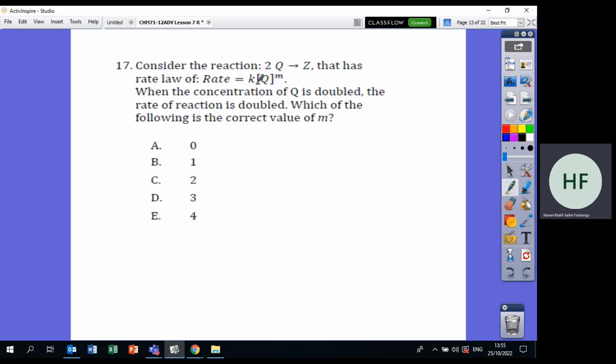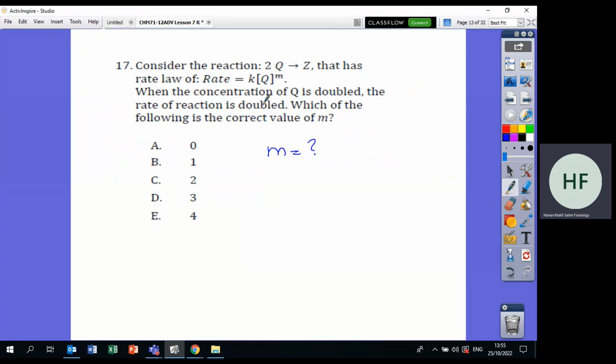Okay, now I want you to tell me what is the value of M. You have the reaction, 2Q gives you Z. The rate law is rate equals KQ power M, and now you have to tell me how much is M. Let me see how good you are in math.